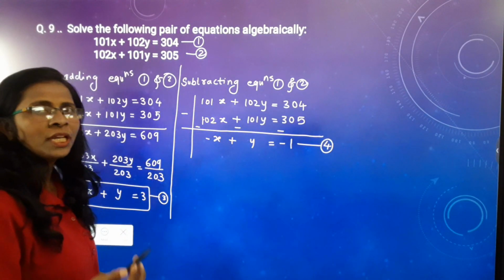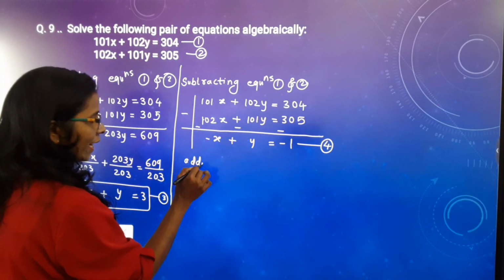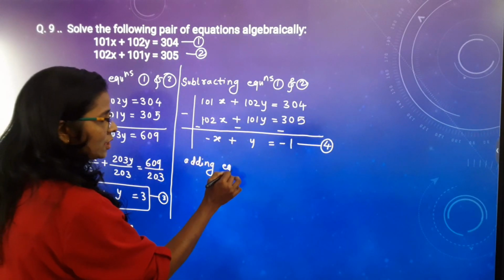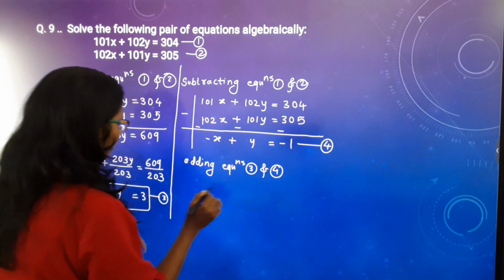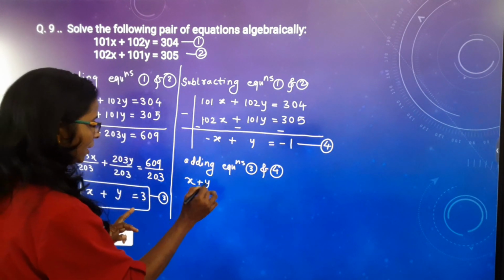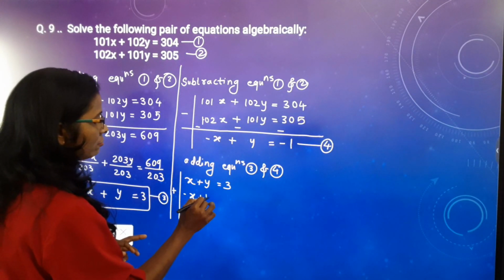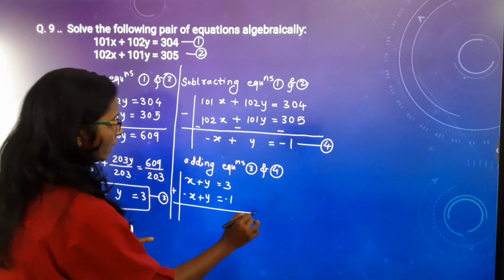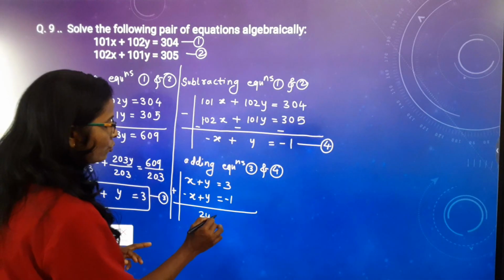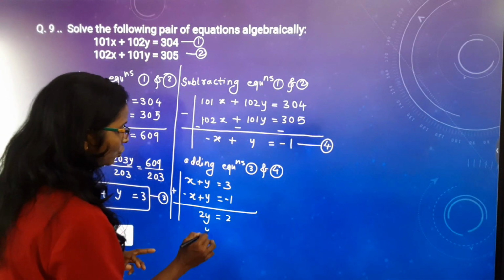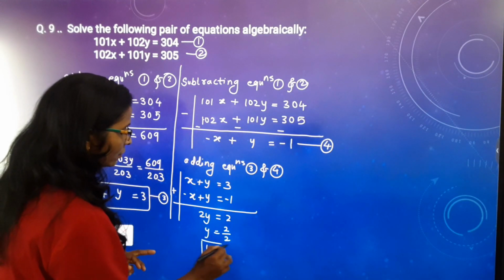Now we have the two new equations, the third one and the fourth one. Then we add these two equations, adding equations 3 and 4. Then we have x plus y is equal to 3 plus minus x plus y is equal to minus 1. Then x minus x is 0, y plus y is 2y, and 3 minus 1 is 2. So y is equal to 2 upon 2, that means y is equal to 1.